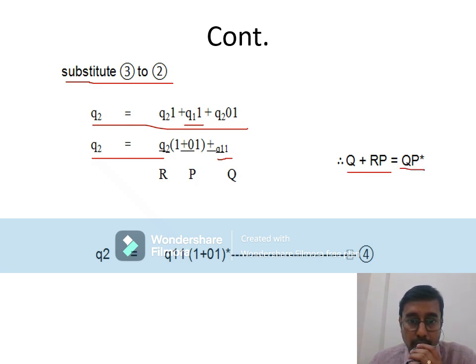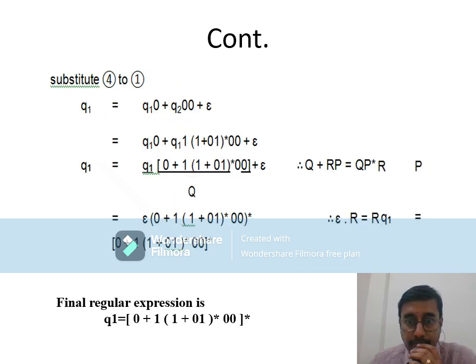So this q2 is nothing but my r, this whole term is my p, and this term is q. So now the final expression I have got for q2 is q1 1 bracket 1 plus 0 1 the whole star. So this is the fourth equation I have found.